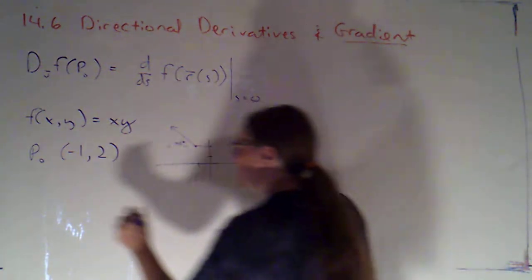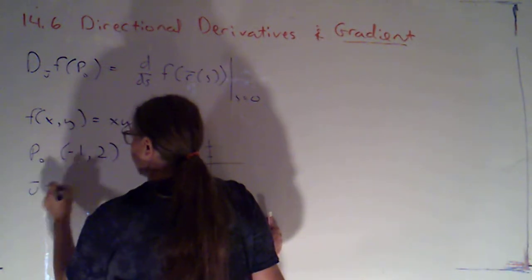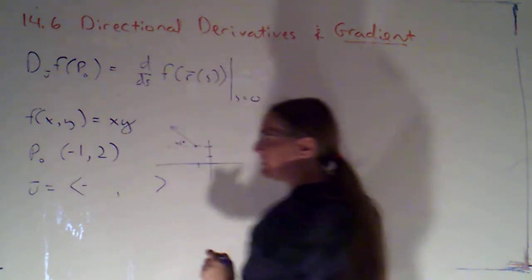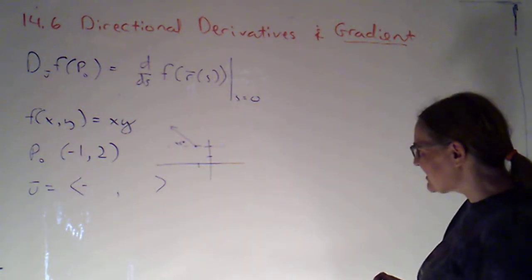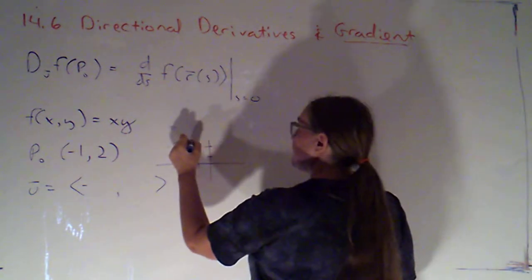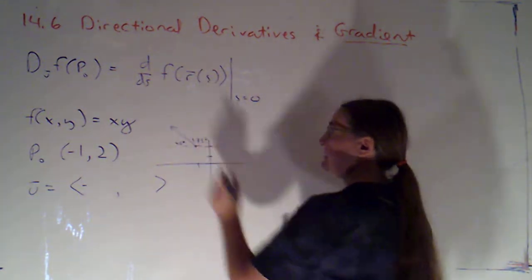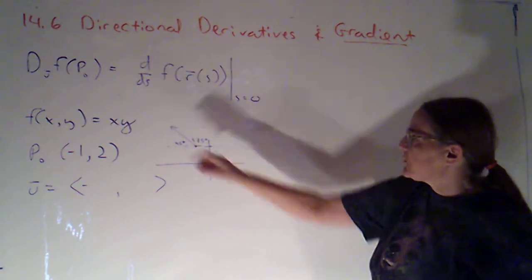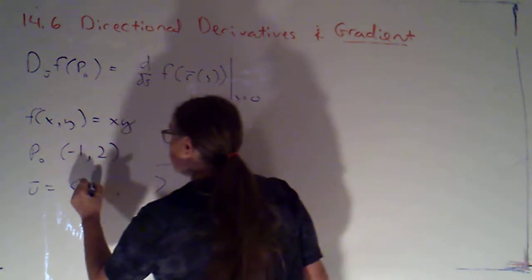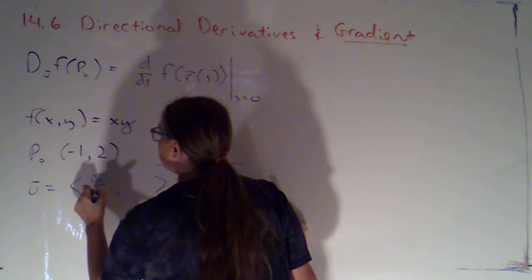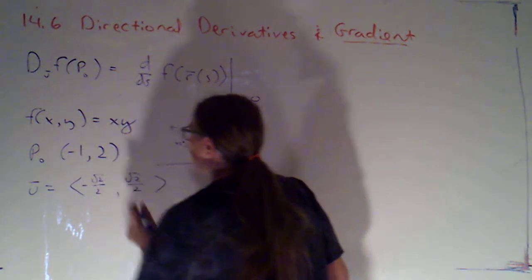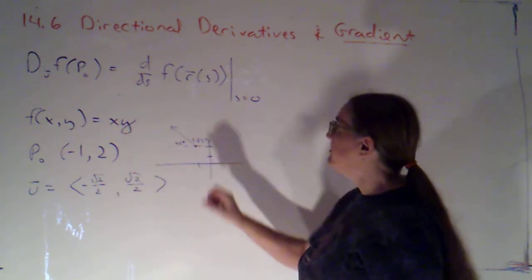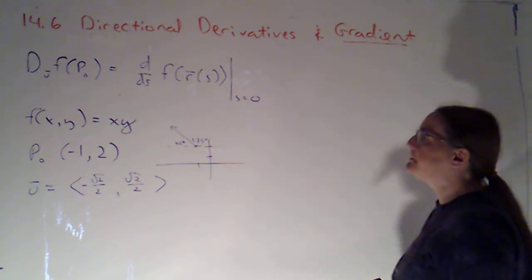Let's figure out what's the unit vector that would point in that direction. Now I can see just by inspection that the x component is negative and the y component is positive. I could work with the fact that the angle that it makes with the direction of the positive x-axis is 135 degrees, or I can just work with the reference angle there of 45. Looks like this is just going to be negative root 2 over 2, root 2 over 2. Negative cosine of my reference angle, positive sine of my reference angle.